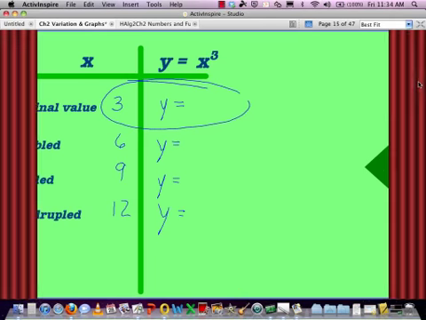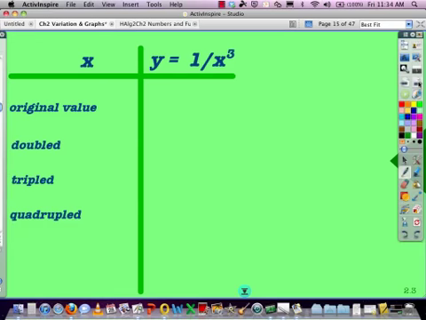The second slide is very similar, and it starts out with a different looking equation. It is now one of our inverse equations, 1 divided by x cubed. Again, I would stick with the same values you used last time. My number was a 3, so my original value is 3. My doubled version was 6, my tripled version was 9, and my quadrupled version was 12.